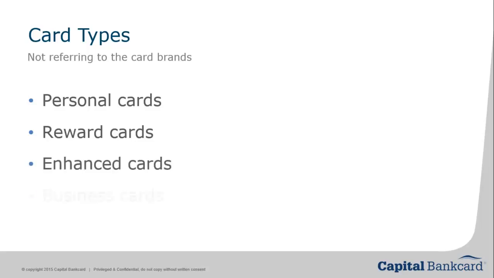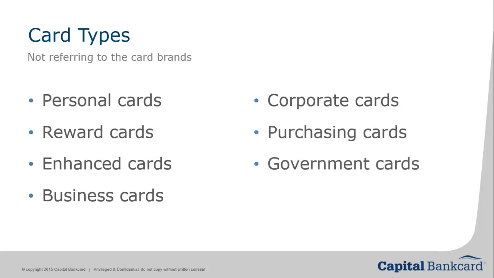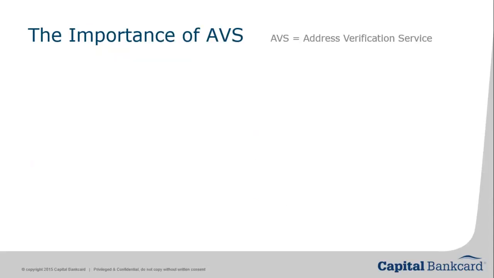There's also enhanced cards, business cards, which would be issued to a business, corporate cards, which would be issued to a corporation, purchasing cards, government cards, and international cards. These are going to help determine which interchange category the transaction will ultimately run at. There's also some miscellaneous factors that we'll discuss as we go through.